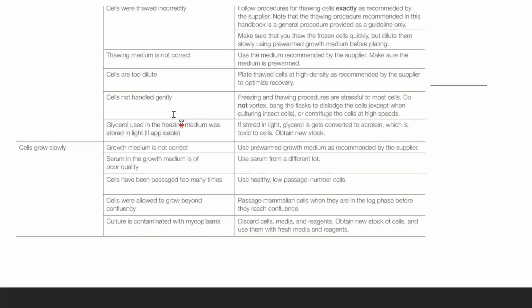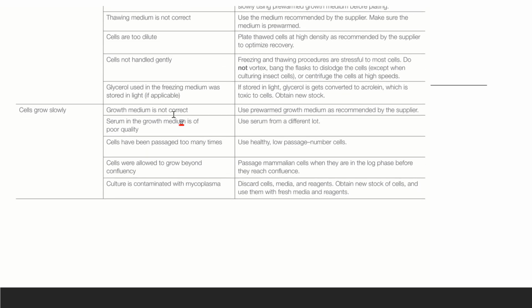Cells are not handled gently. You want to be very gentle with everything. Glycerol used in the freezing medium was stored in light. Oh yeah, like I said, a lot of these reagents we want to keep in the dark.